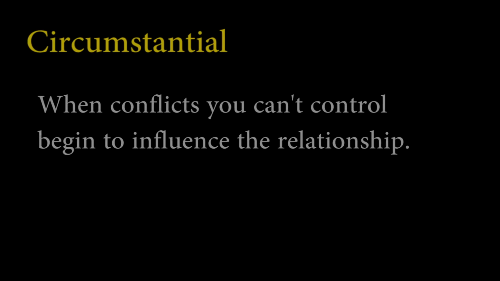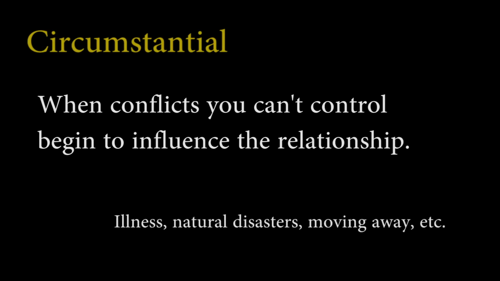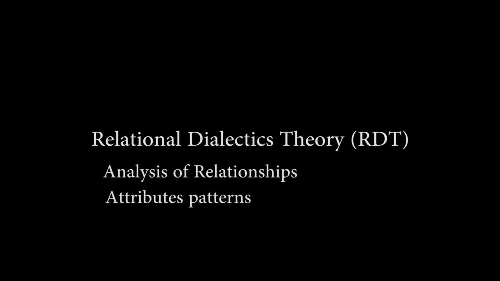Social network turning points occur when friends, family members, coworkers, or acquaintances influence the course of your relationship. Finally, circumstantial turning points occur when events that are perceived as beyond your control and your partner's control influence the relationship. Illnesses, natural disasters, and relocations are unforeseeable events that may significantly alter the course of a relationship.